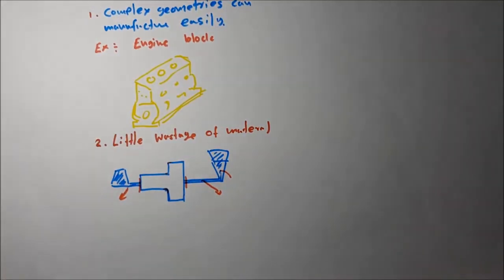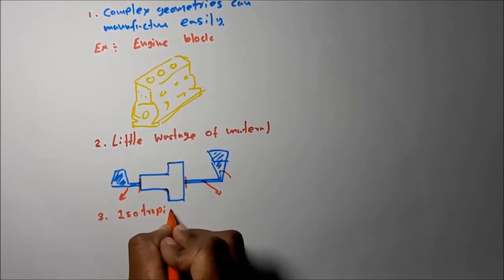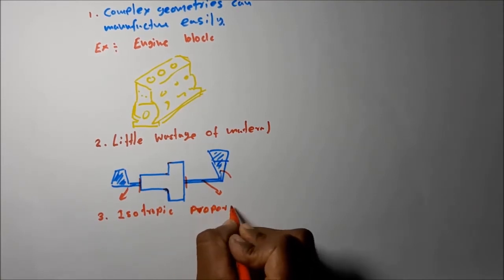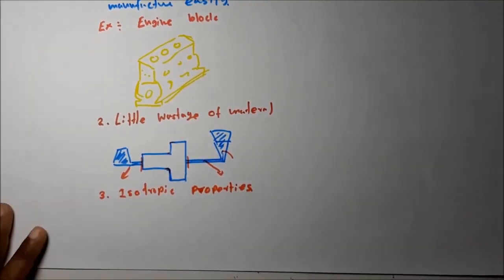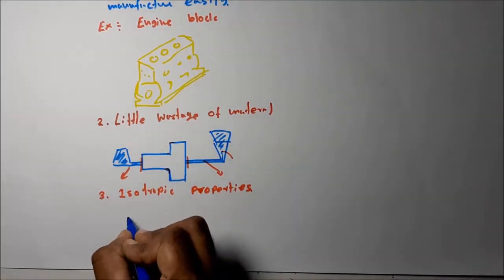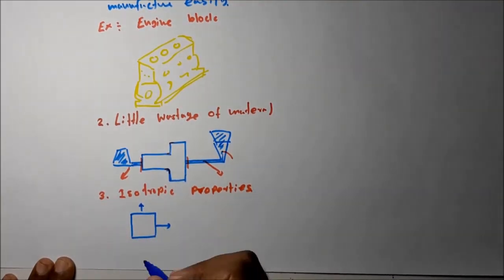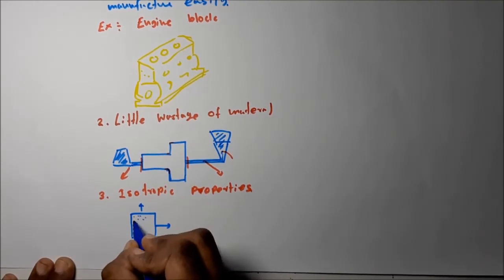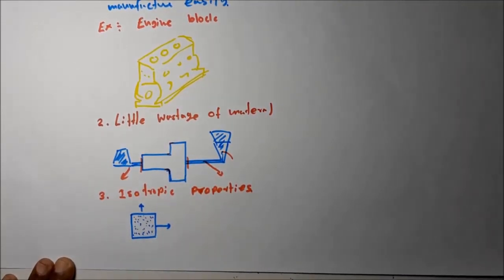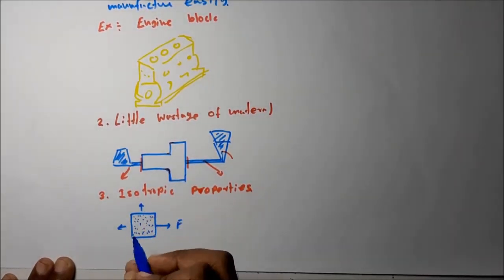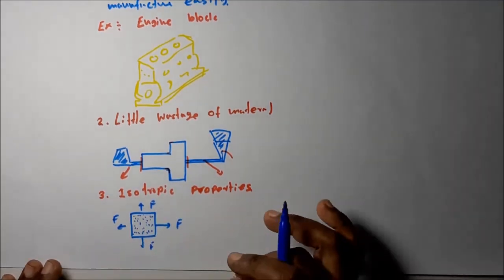Then another main advantage is isotropic properties. It can give isotropic mechanical properties. That means in all directions we can obtain the same properties. If you take the strength, for example, one of the mechanical properties, in the cast component there is no grain arrangement, no grain flow pattern, so it gives the same value. If this is the ultimate strength in this direction, the same ultimate strength applies in the transverse direction also.